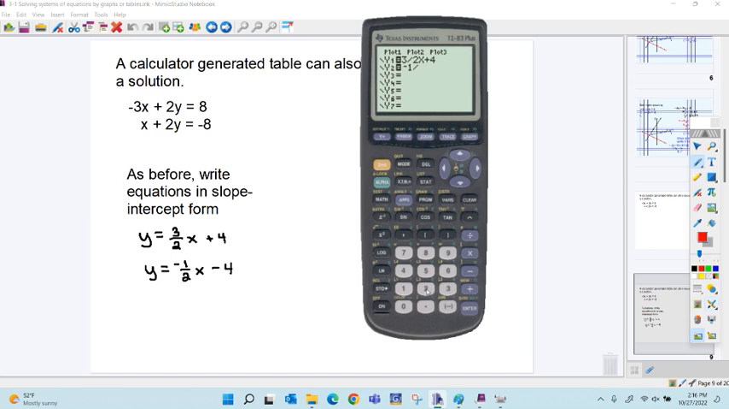How do you find the negative? The negative is right below 3, here next to the enter. So negative 1/2 x minus 4.